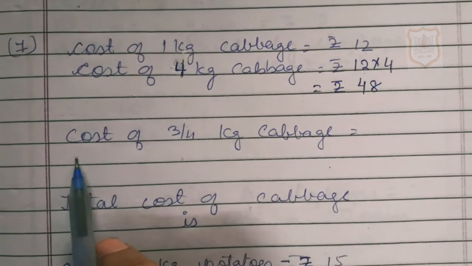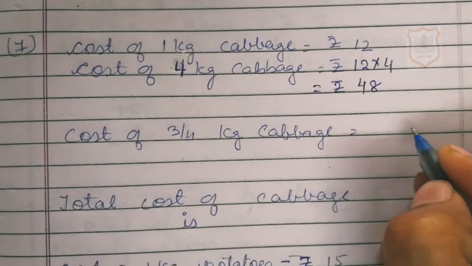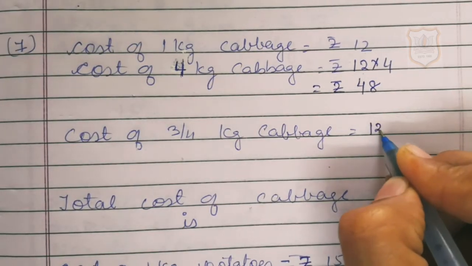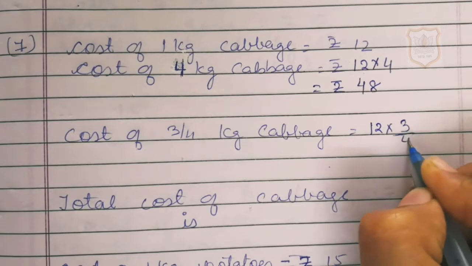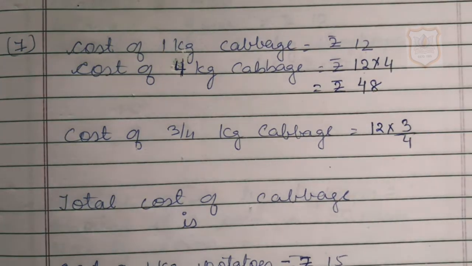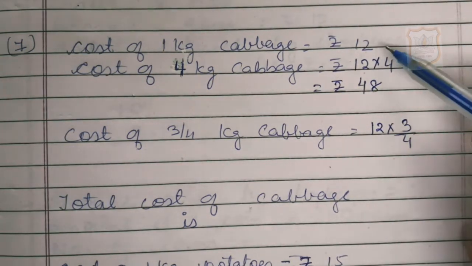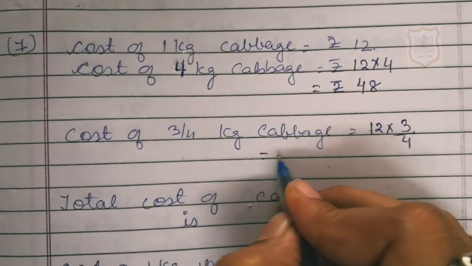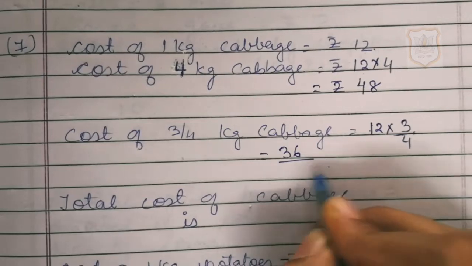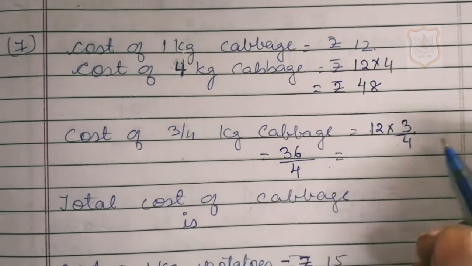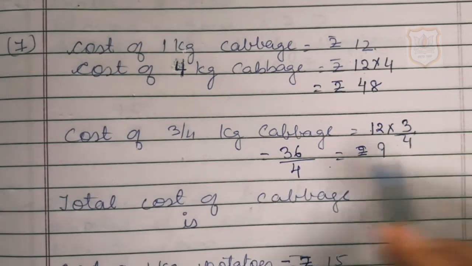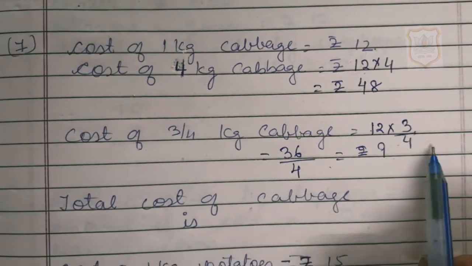Now we have to find out the cost of 3/4 kg of cabbage. So the cost of 3/4 kg of cabbage will be 12 multiplied by 3 by 4. To find out the cost of 3/4 kg of cabbage, we will multiply 3 by 4 with 12. So 12 3s is 36 upon this 4 we will write here as it is. Now 36 divided by 4 is rupees 9. So the cost of 3/4 kg of cabbage is rupees 9.